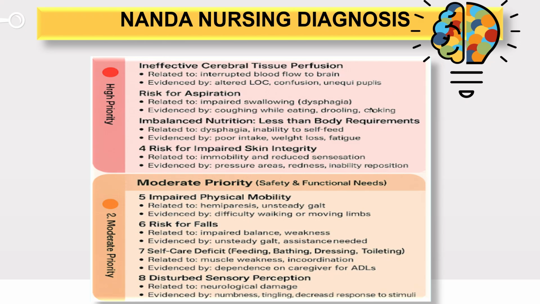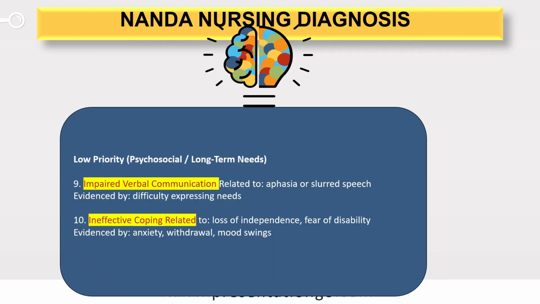Risk for aspiration related to impaired swallowing, dysphagia, evidenced by coughing while eating, drooling, choking. Imbalanced nutrition less than body requirements related to dysphagia. Risk for impaired skin integrity because of immobility and reduced sensation. Next is impaired physical mobility related to hemiparesis, unsteady gait, ataxia, and risk for fall. Self-care deficit, disturbed sensory perception. I have also put something called low priority. This is like the psychological part of it, that is impaired verbal communication related to aphasia or slurred speech, and ineffective coping related to loss of independence.